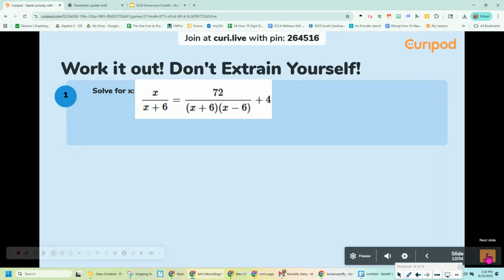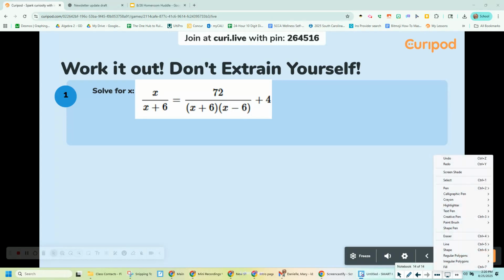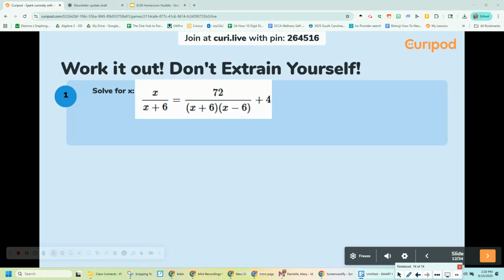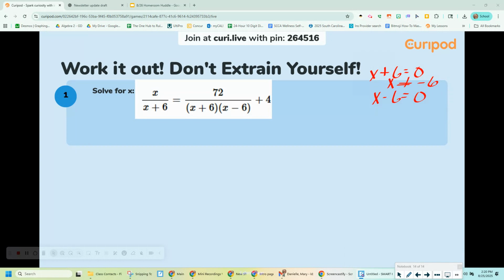All right, now let's work this one out. Hint, hint. It says don't extrain yourself. All right, I'm going to remember this time to do the denominators. x plus 6 equals 0 and x minus 6 equals 0. So x cannot equal negative 6 and x cannot equal positive 6, okay? Those would make them undefined. My least common denominator is going to be x plus 6 and x minus 6.